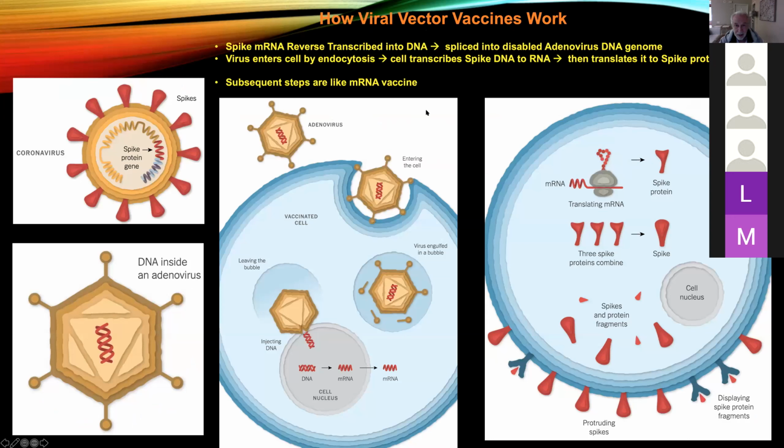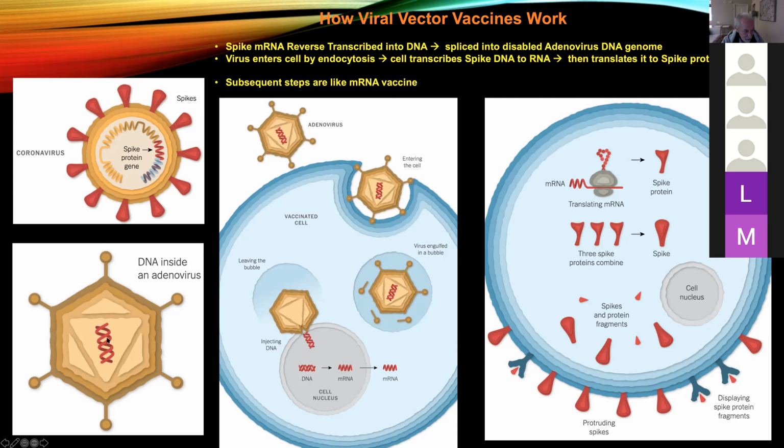Now I'm going to contrast that to how a viral vector is used to achieve the same result. So we start with, again, the virus particle, and the RNA for the spike protein is reverse transcribed. You remember how that enzyme works? Reverse transcribed to DNA, and then it's packaged in an adenovirus particle. So this is very different from how mRNA works.